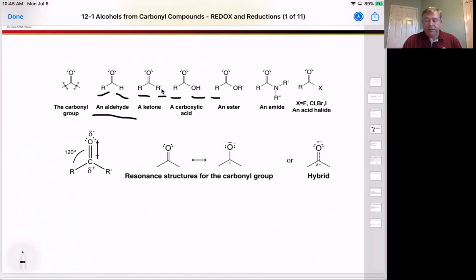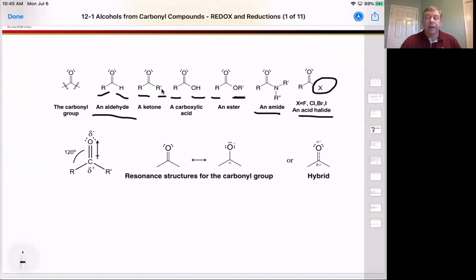We then have carboxylic acid derivatives, an ester, which is bonding it to another alkyl group. And then we have amides, and then we also have acid halides. That's where this X group here can be fluorine, chlorine, bromine, or iodine. Most commonly, though, it is the chlorine.